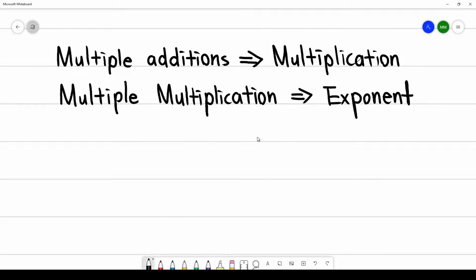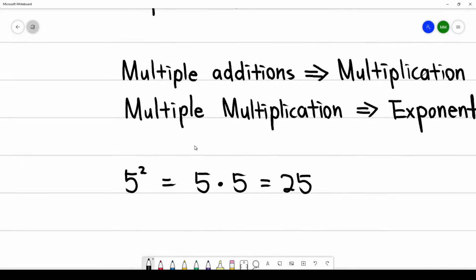So 5 to the 2, that's equal to 25. Well, first that's equal to 5 times 5. And that's equal to 25. Yeah, so this dot over here is also a symbol of multiplication.